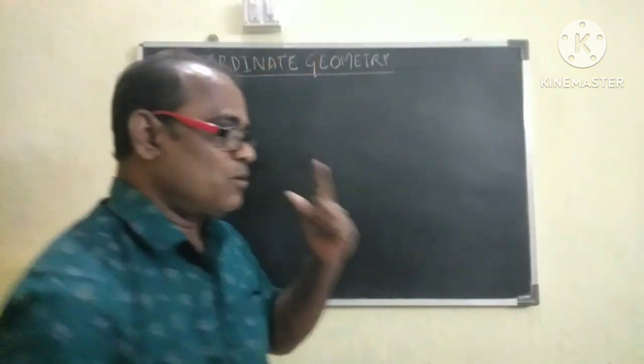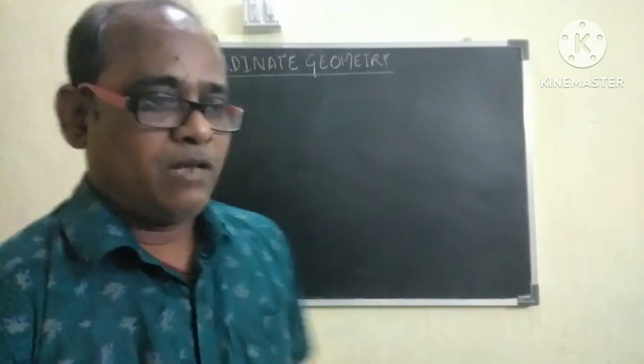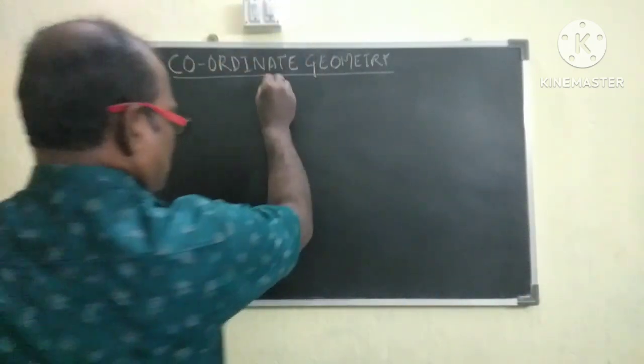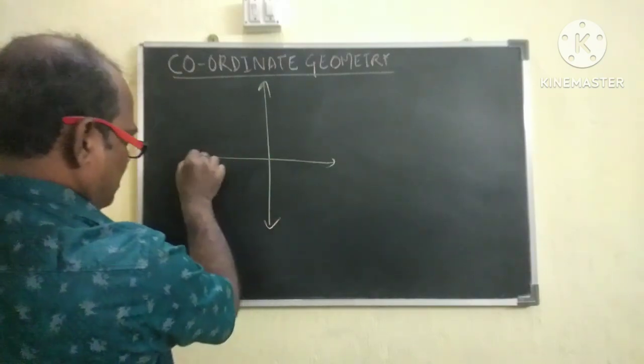Now let us go with one more topic. That topic is slope intercept form. It's a very important topic for higher classes. So what do you mean by intercept? Let us draw a graph in this way.